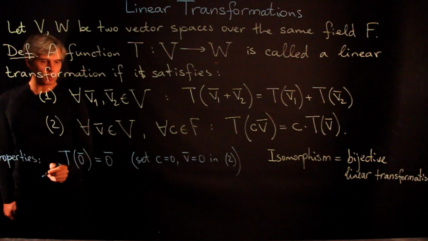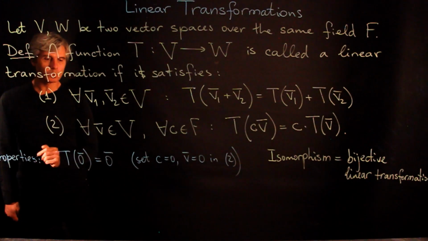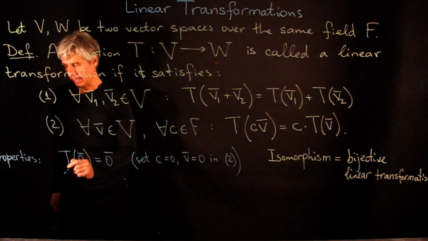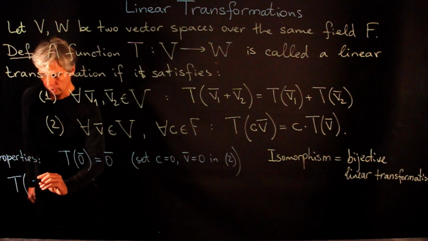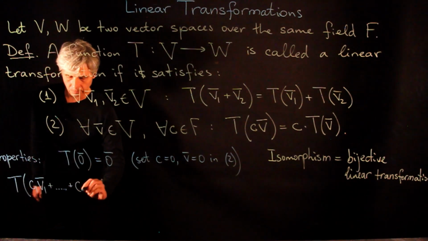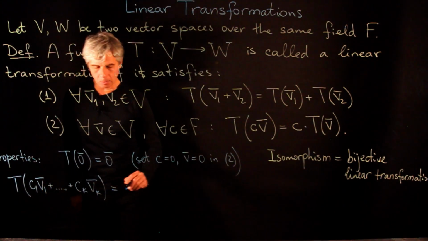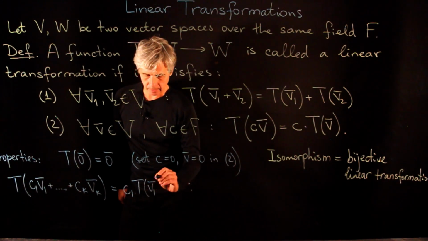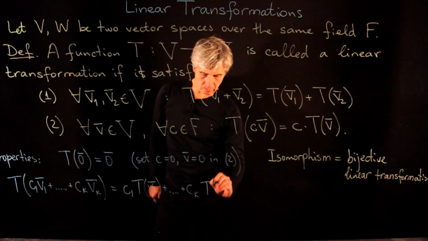And so the second property is a way how to combine 1 and 2 together. And in fact, we can replace 1 and 2 with a single property. And this says the following, that if we apply a linear transformation to a linear combination of vectors, then this is equal to a linear combination of images. So C1 T of V1 plus CK T of VK.